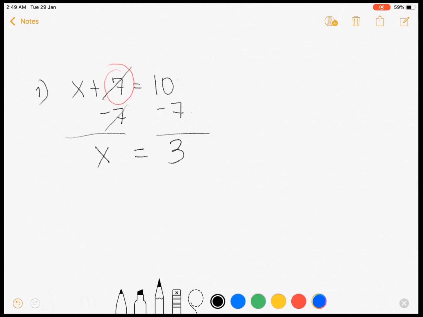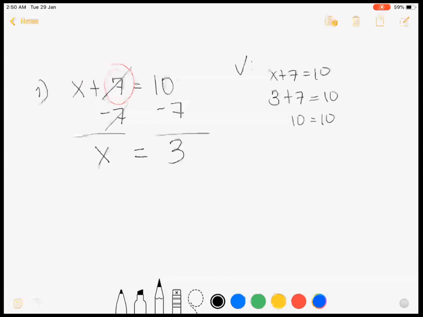To check, pwede natin i-substitute yung value na nakuha natin na 3 doon sa original equation. So, checking, we have x plus 7 is equal to 10. And then, yung x natin na nakuha ay 3. So, we have 3 plus 7 is equal to 10. Or, 10 is equal to 10. So, therefore, tama yung solution natin na 3.